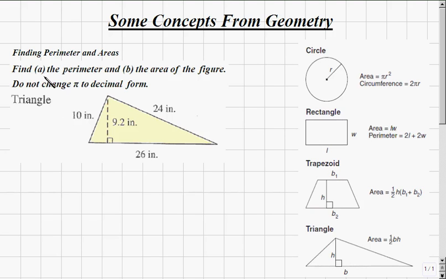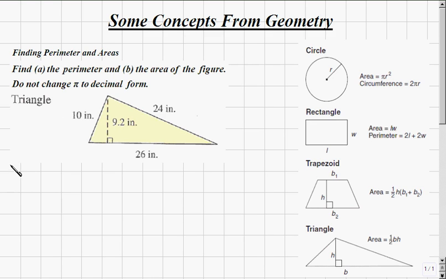Let's find the perimeter and the area for the triangle where it has three sides, 10 inches, 24 inches, and 26 inches, with a height of 9.2 inches. To do this, we'll first find the perimeter, and the perimeter of a figure means that we're adding up the sides of that figure, the total length.